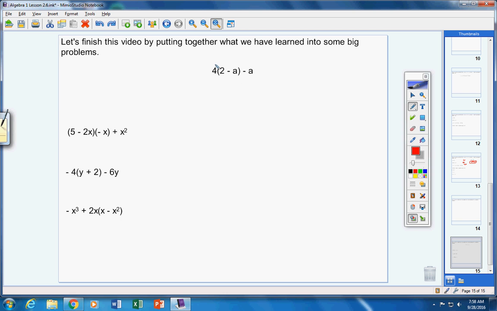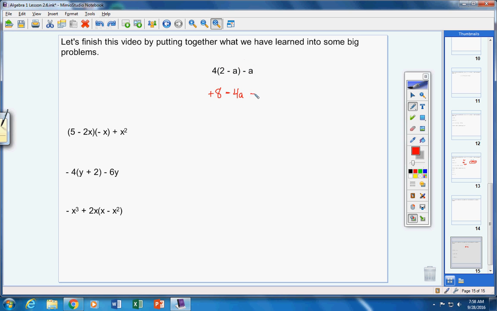So we first must get rid of this parentheses. We're going to do that by taking this 4 and multiplying it through. Okay? So positive times a positive is positive. 4 times 2 is 8. Positive times a negative is negative. 4 times a is 4a. Do not multiply the 4 times this a. It is not inside the parentheses. Do not do that, okay?